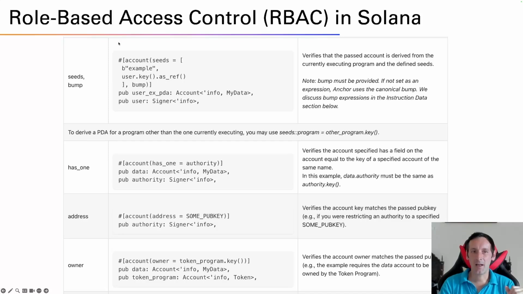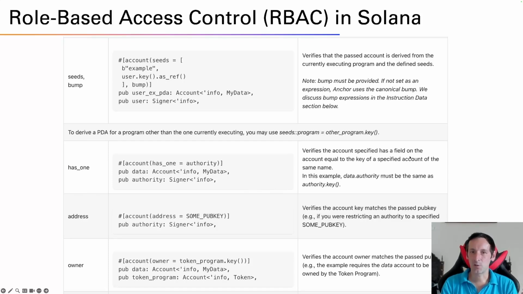So here you have other constraints. Which ones have I used? I've used that one. I've used the seeds and bump, of course. I've used the has_one. I've used the address. The only one I've not used is the owner. So seeds and bump, we've talked about this already, but this is used when you're deriving a new address to store the new account.